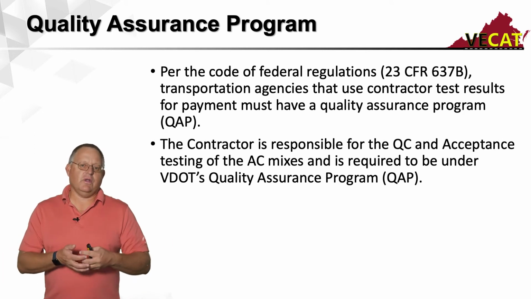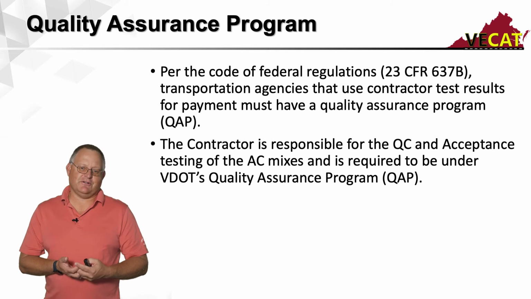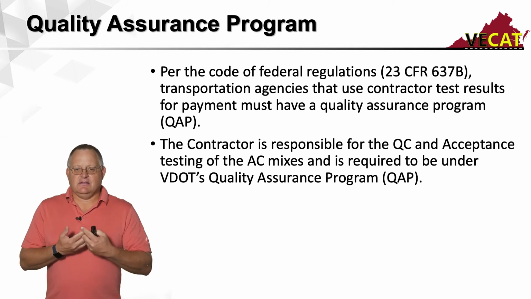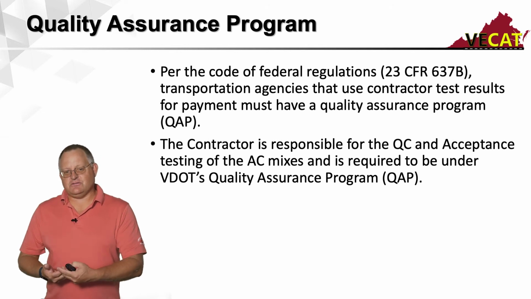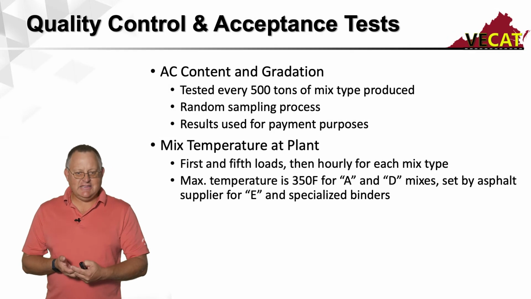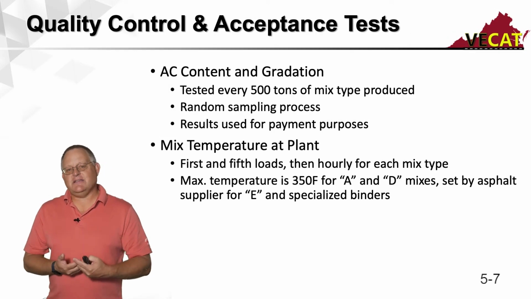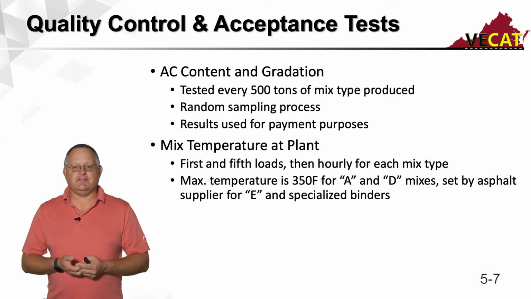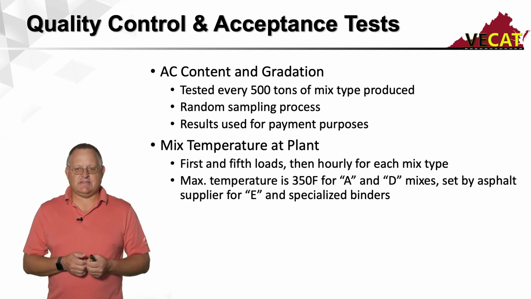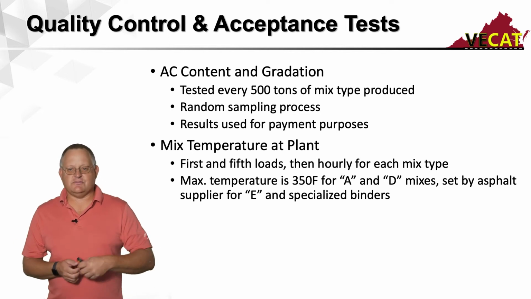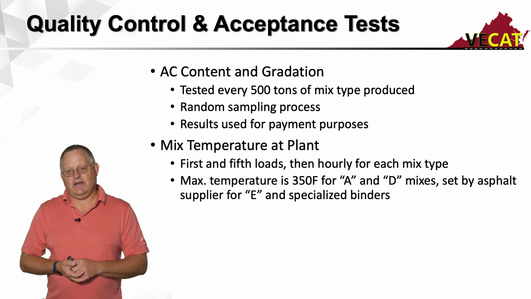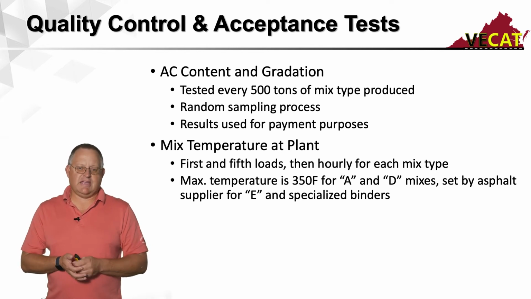All of these roll into why you have to be certified, why we have these classes in place. Keep in mind, you have to know the procedures. So how often you're testing, when you're testing. And with that AC content gradation, we're testing basically randomly every 500 tons of mix produced. So from 0 to 500 tons, we're taking a random sample. 500 to 1,000, we're taking another random sample. Every 500 tons for AC content gradation, we're doing random sampling.